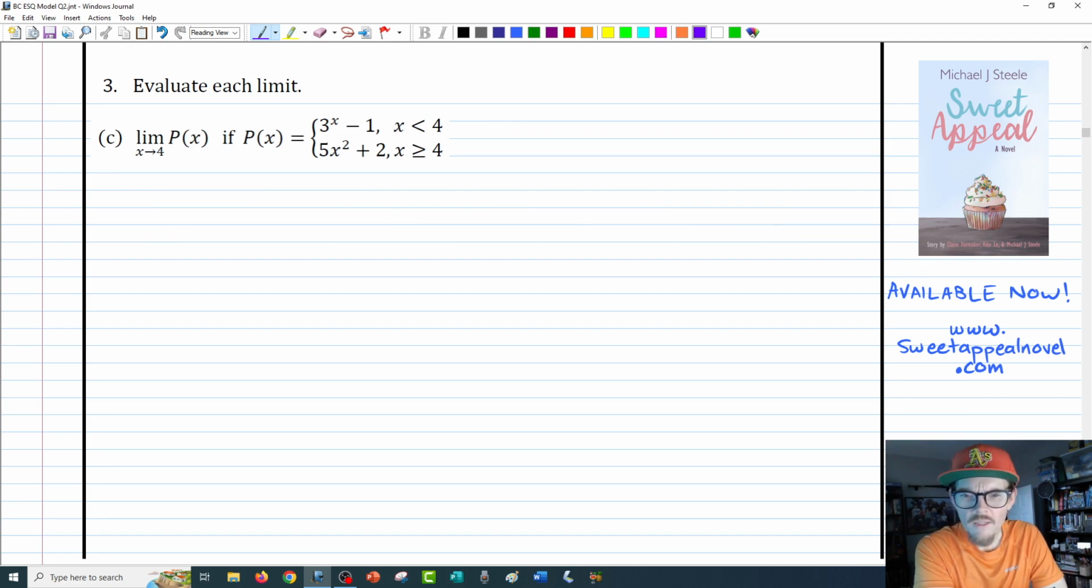Question C, I want to throw one in there that involves some one-sided limits. This one doesn't exactly have it. It's not explicitly about one-sided limits, but you need some understanding of them to answer it. We're supposed to evaluate the limit as x goes to 4 of p of x if p of x is this piecewise function.